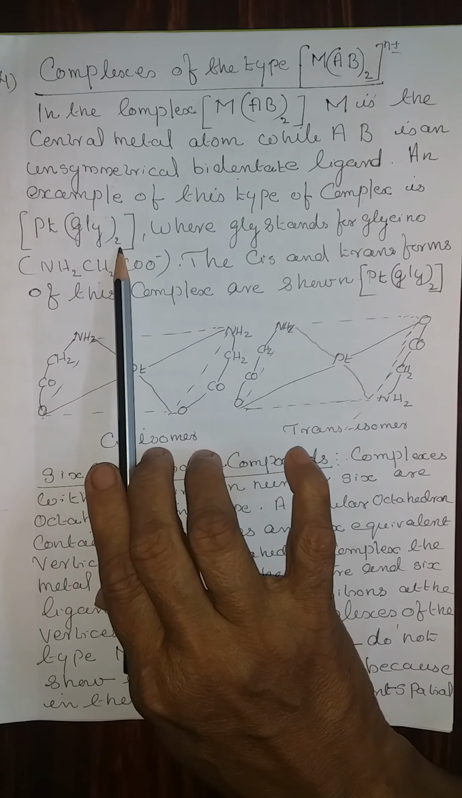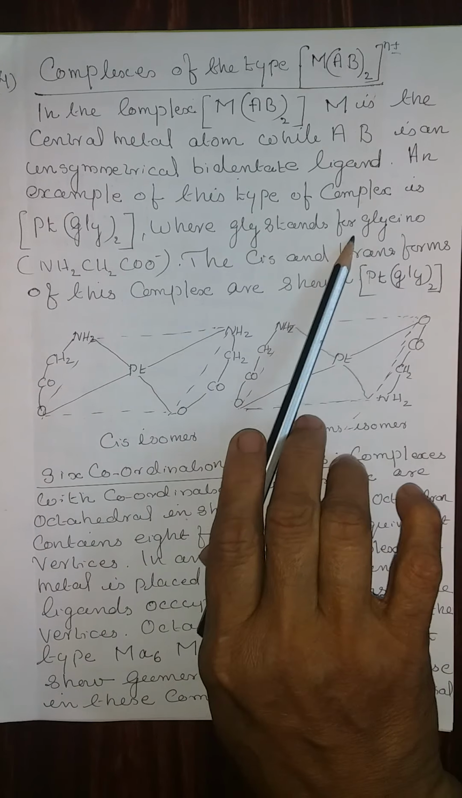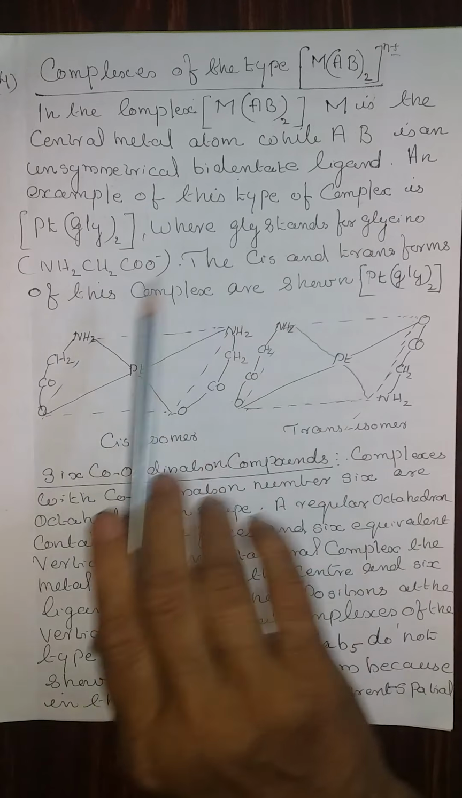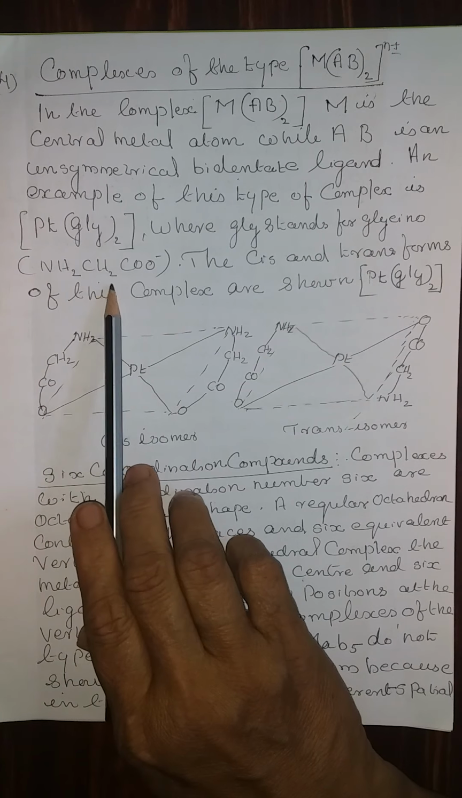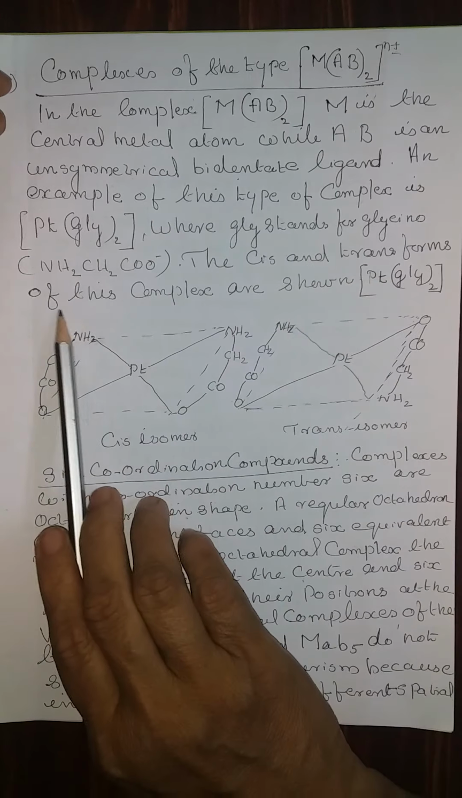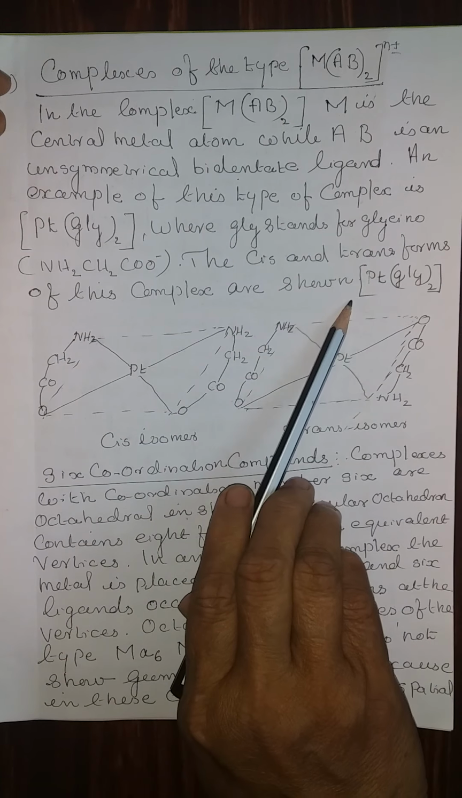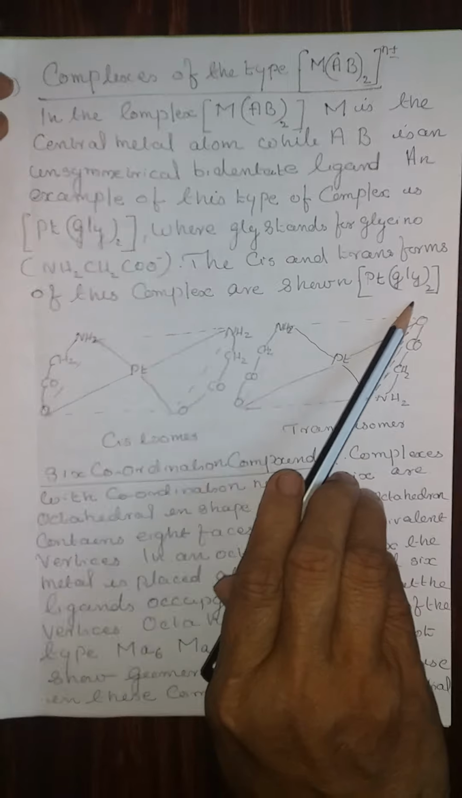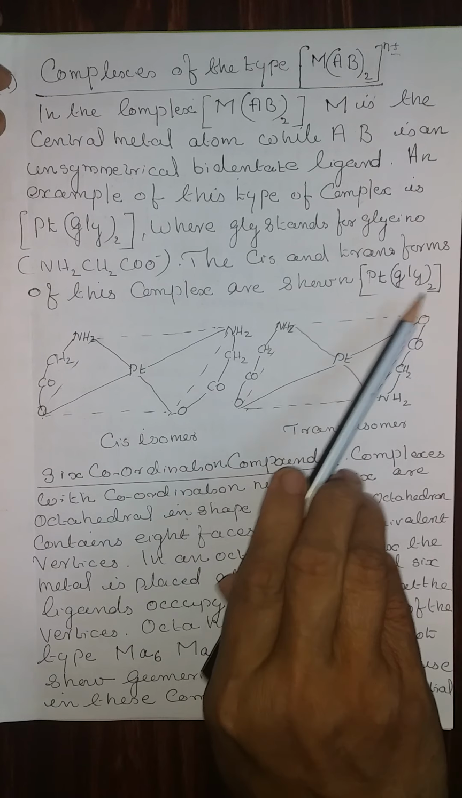Pt(gly)2, where gly stands for glycinato, that is, the formula NH2CH2COO minus. The cis and the trans forms of this complex are shown like this. That is Pt(gly)2.